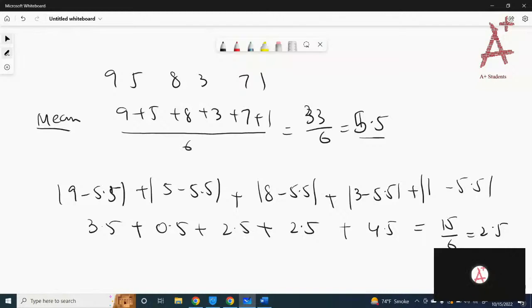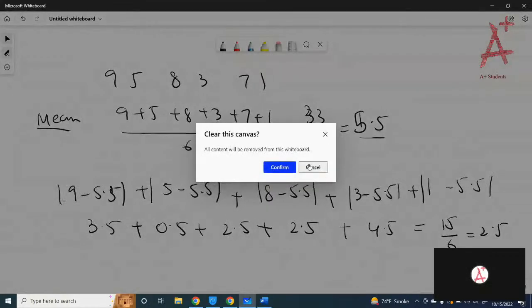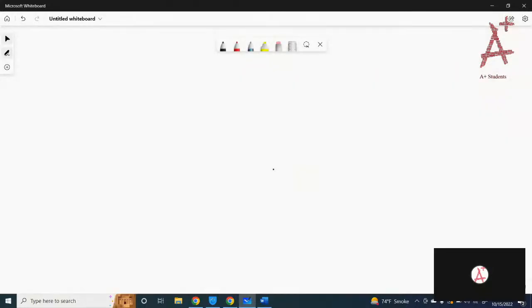Got it? Okay, on the top right corner, we have a test button. Let's start with the test. Okay, 15, 21, 82, 59, 86. We have to find the mean absolute deviation.